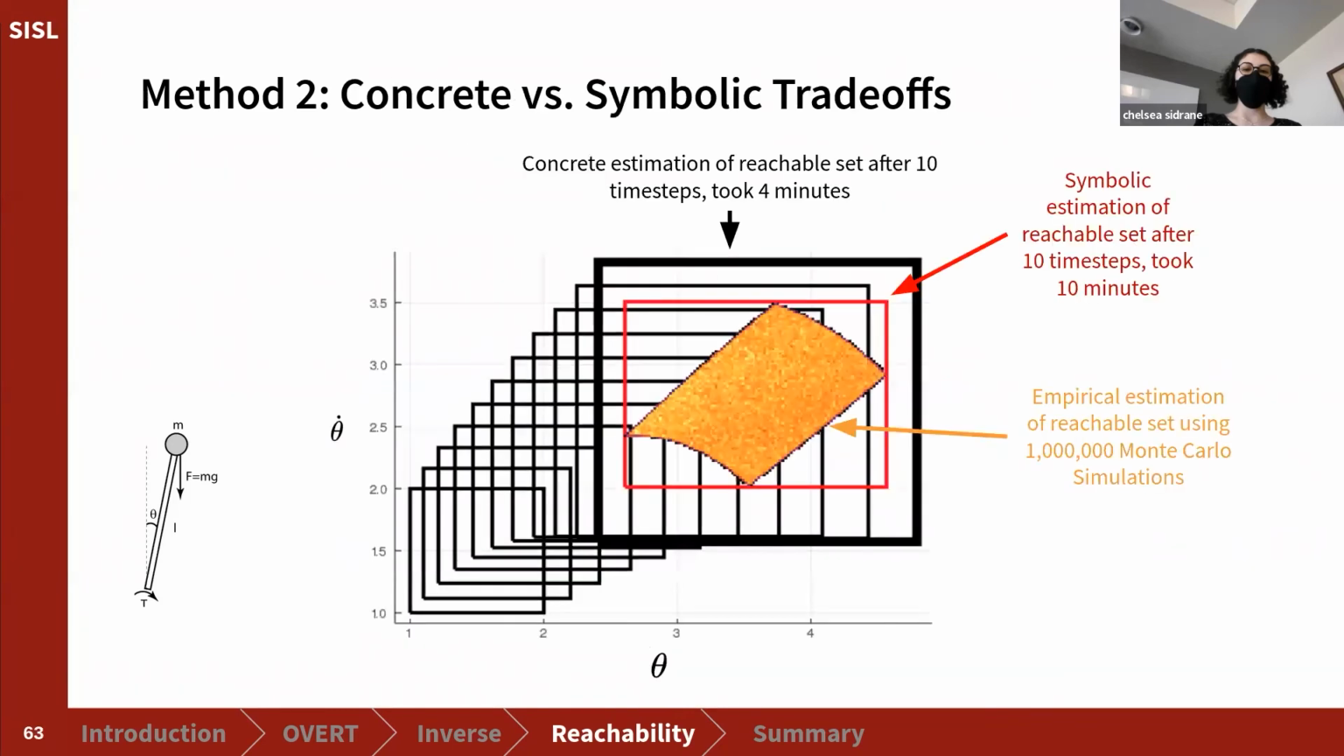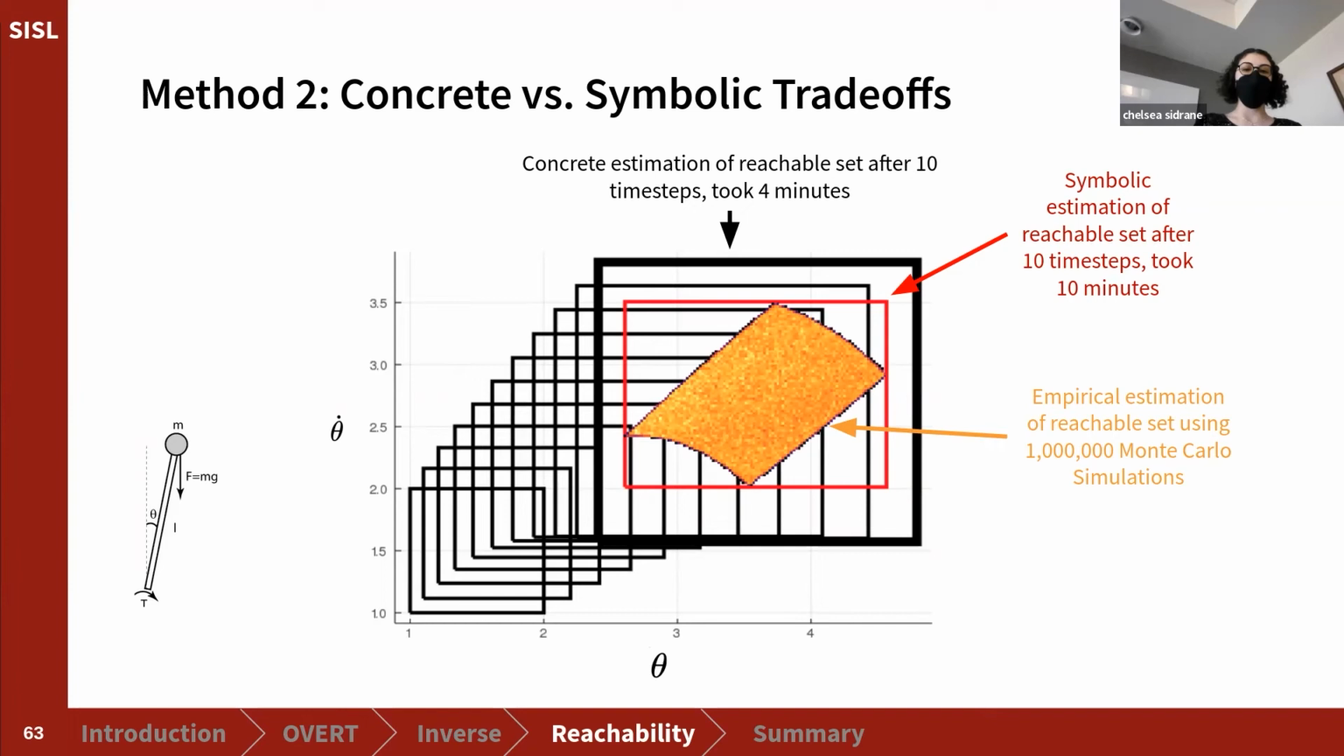Another solution, which has appeared before in the formal methods literature, is to perform what we call symbolic reachability. In symbolic reachability, we compute the reachable set at time t equals 10, for example, beginning from time t equals 1 in a single solve. We do this by unrolling the closed loop system for 10 time steps and adding all of these constraints to the optimization problem at once.